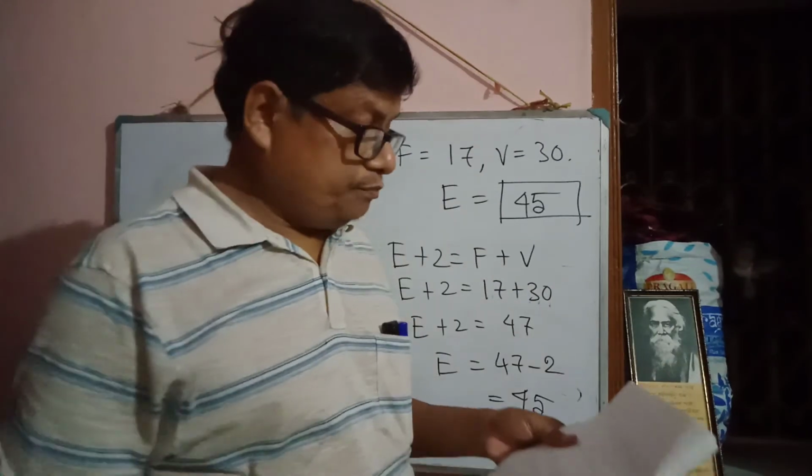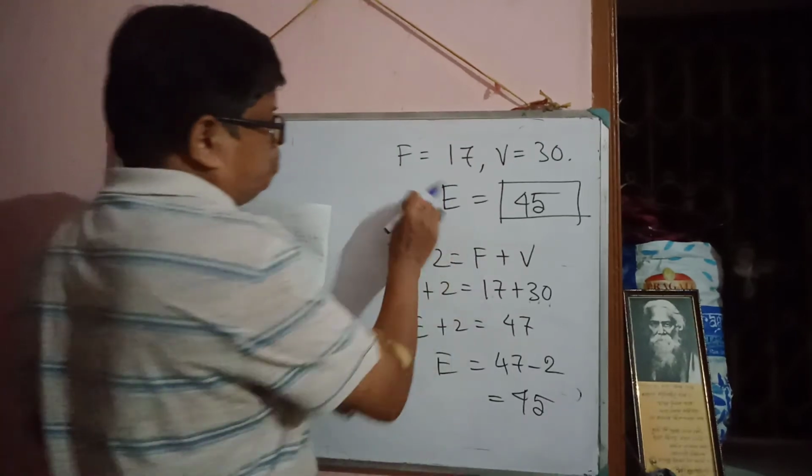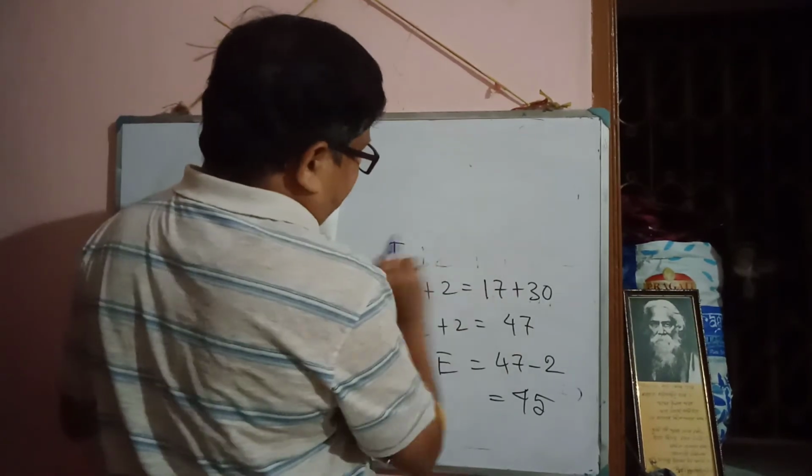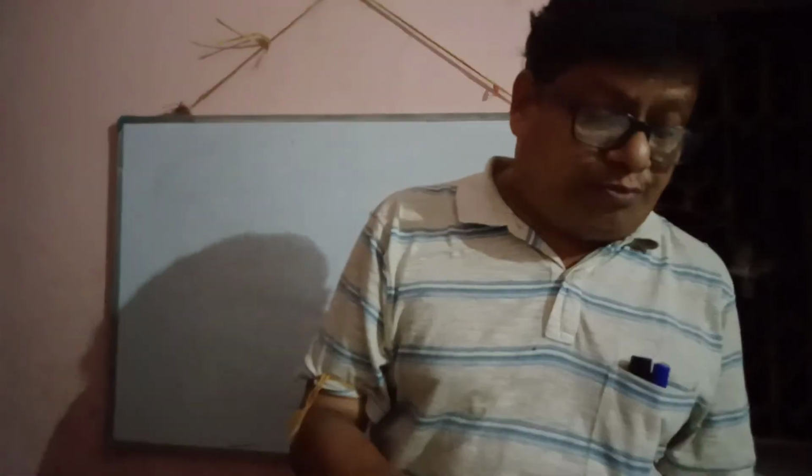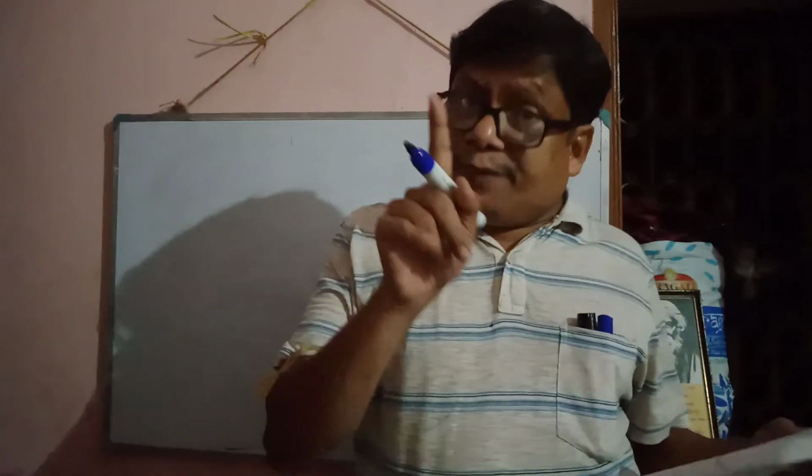Now next question. The number of rectangular faces in a hexagonal prism. How many rectangular faces are there in a hexagonal prism? All of you know the hexagonal prism. How many rectangular faces? 6. Yes, the number is 6.